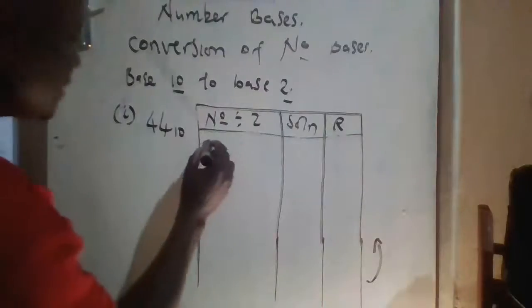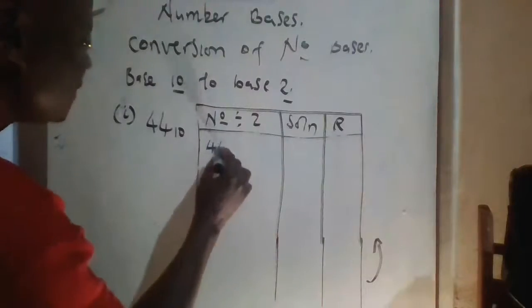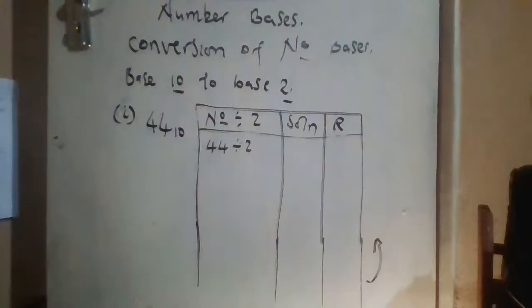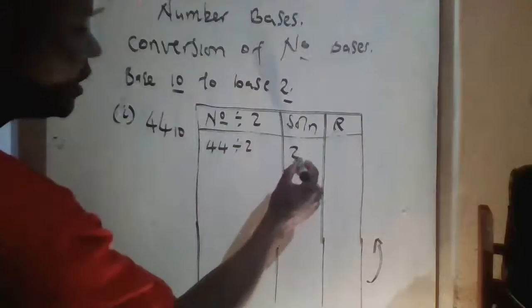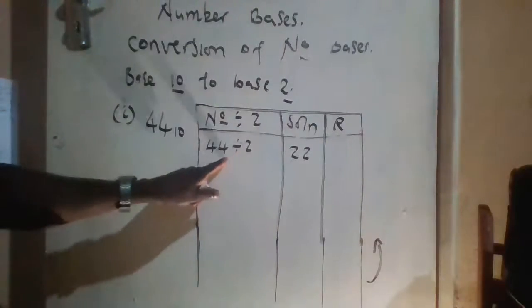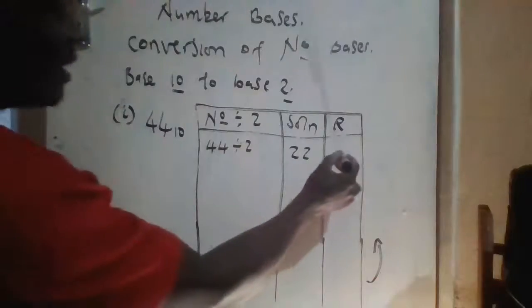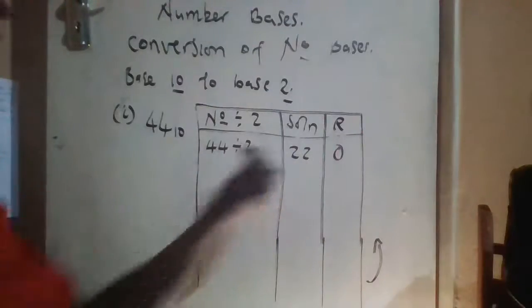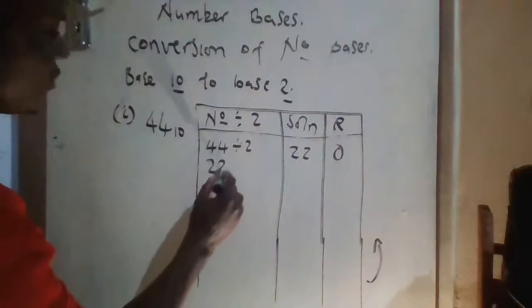So likewise, I'm gonna put a 4 here. I'm gonna put a 4 divided by 2, and then guess what? The answer will be 22. Is there a remainder? We are dividing an even number by an even number. The remainder, there is no. What else do we have? We're going to have the same 22. So we put a 22 here.